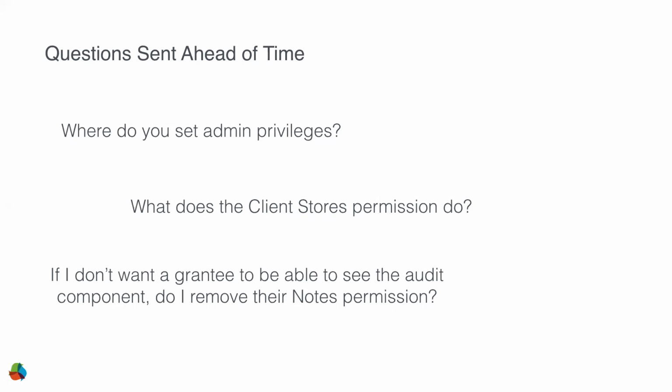Great. Next up we have, if I don't want a grantee to be able to see the audit component, do I remove their notes permission? That's a good question. Dane, do you mind helping us out with that one? Sure. So the audit history, I'm assuming, is what they mean. That isn't specifically tied to a permission. So the best way to hide this from a grantee is to go to the visibility tab on the form and just select the profiles that you do want to see the audit history. Okay. I get it. Thank you very much.